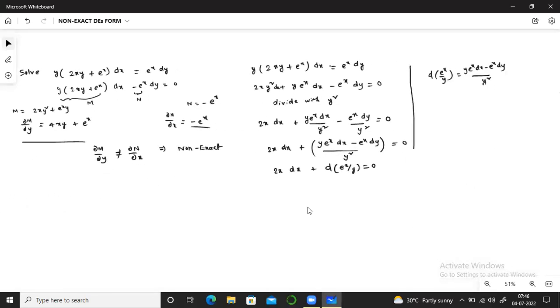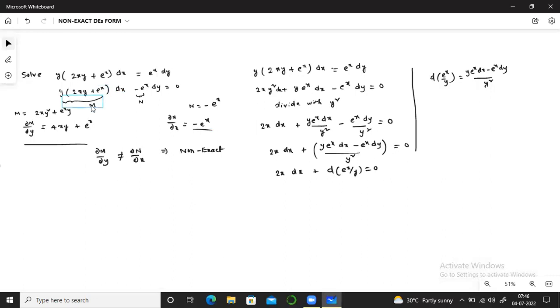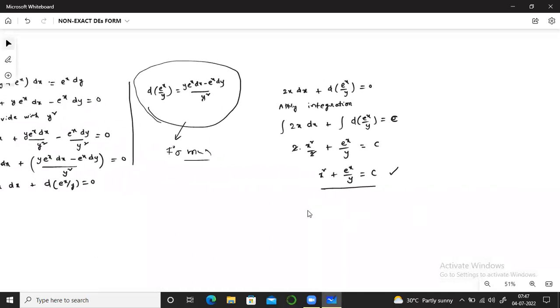So this is the problem they have given. I check dou m over dou y and dou n over dou x: non-exact. If it is non-exact, then you have to check whether you can solve by using the inspection method or not. If you are able to regroup the equation into a simple form, then you can simply see this is the form. Actually, I regrouped. I used this formula to regroup this equation. So this is the way you have to solve the non-exact differential equation form.